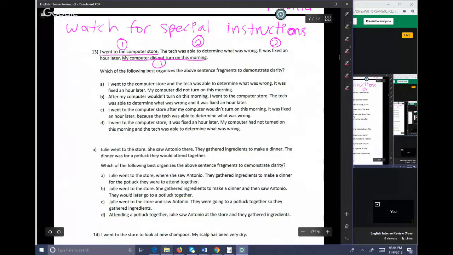Sometimes, and you've seen this before, they'll say combine them into one sentence. That makes all the difference in the world, because what they'll do is give you one thing that looks and sounds great, but it's not one sentence. Then they'll give you something that's not quite as great, but it is one sentence.